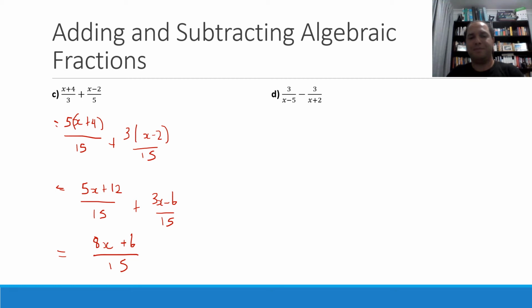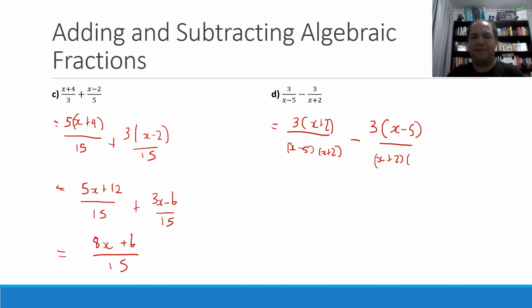Now this last one is one of the trickier ones you'll have when it comes to adding and subtracting algebraic fractions. But that same trick that we used here, saying our common denominator will just be 3 times 5, 15, we're going to use that same trick here. So our lowest common denominator will be x minus 5 times x plus 2. So we'll multiply top and bottom of this left-hand term by x plus 2, and then on this right-hand term, we'll multiply top and bottom by x minus 5.